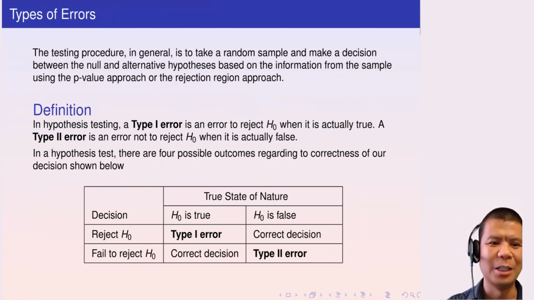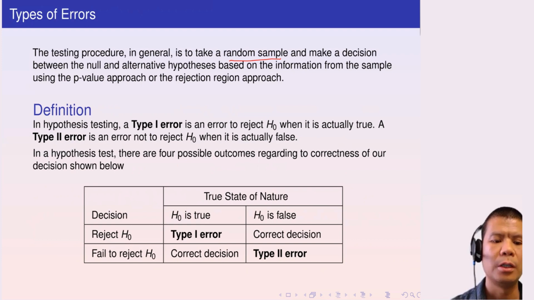Now, here is a very interesting concept: the types of error. The testing procedure in general is to take a random sample and make a decision. Because it's a random sample, the decision is not always going to be correct. It will make an error.